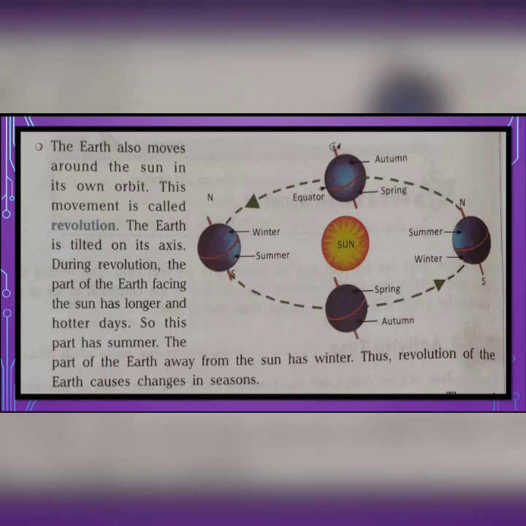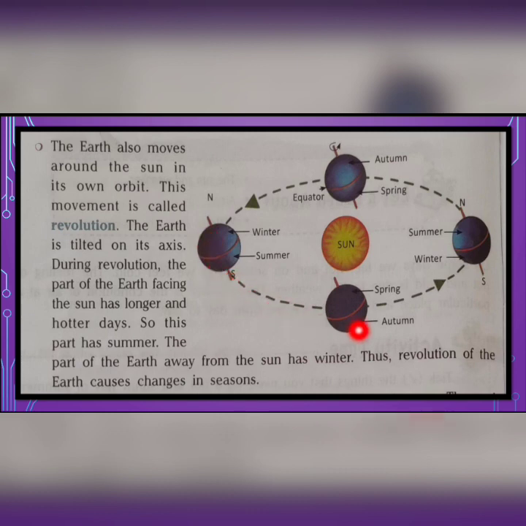Don't get confused, okay? Rotation and revolution, both are different. Rotation means our earth moves on its axis, because of that day and night occurs. And along with the rotation, the earth moves around the sun. That movement is called revolution. And see here, from this picture, you can also see the earth is tilted on its axis, right? Tilted means slightly bent.